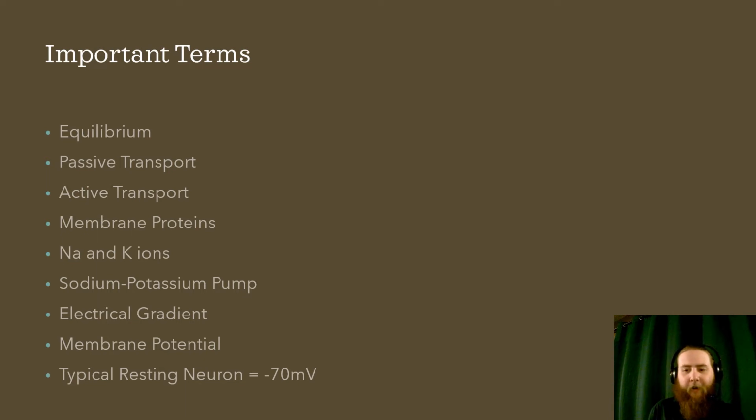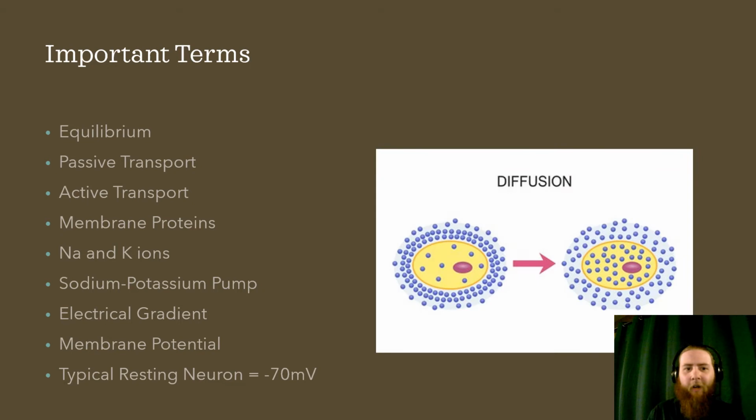So some important terms that we need to have a basic understanding of before we can really dive into action potential, first is equilibrium. You should remember from your high school biology class that particles, ions and molecules will move from areas of high concentration to areas of low concentration. So they will try to put as much space between them as possible. So in this passive transport of diffusion, they're just going to naturally go inside of the cells.